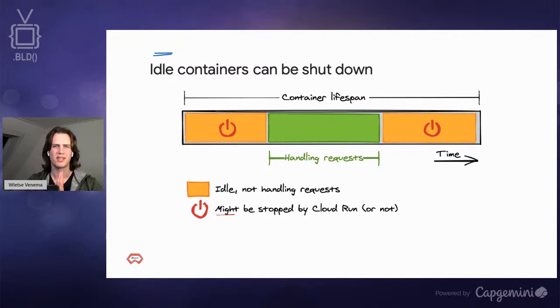So if a container is not handling requests, Cloud Run can shut it down. That doesn't mean it will all the time. And remember this, because when I answer the cold starts question, this will come back. So in fact, containers live much longer than you would expect if they're not handling requests.